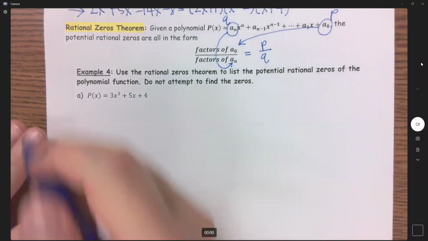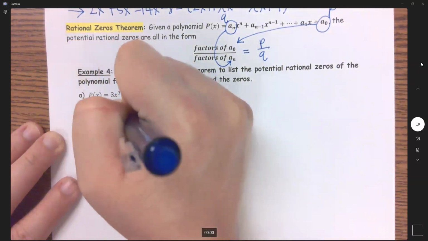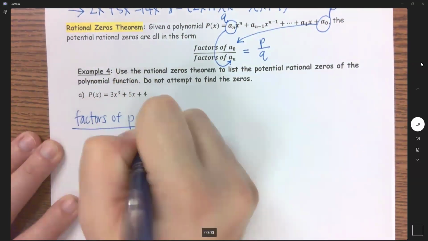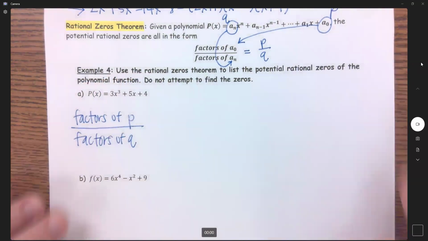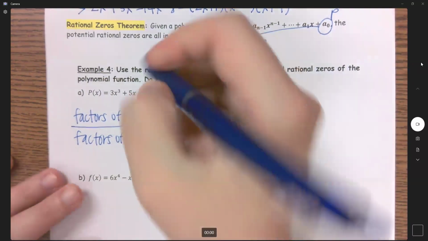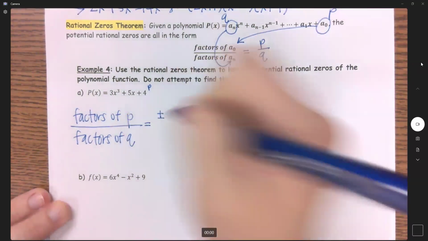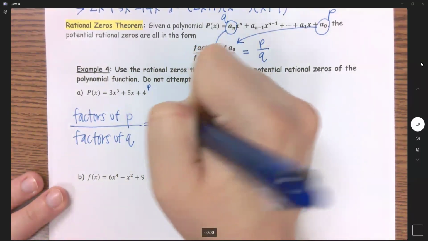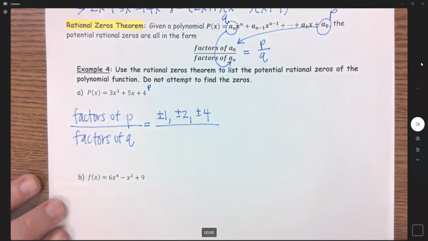So what I need to do is I need to list my factors of P over my factors of Q. P is 4, so my factors of 4 are 1 times 4 and 2 times 2. And you can list these in any order you like, but I usually like these in ascending order. So I'm going to do plus or minus 1, plus or minus 2, and plus or minus 4. Okay, but that can be in any order.